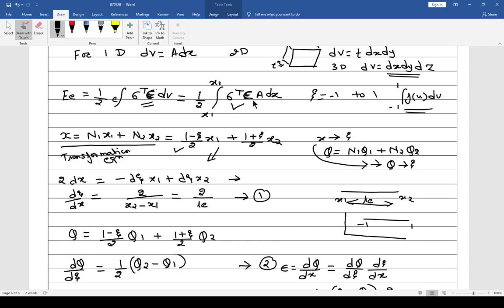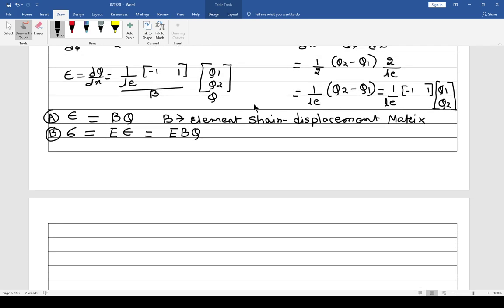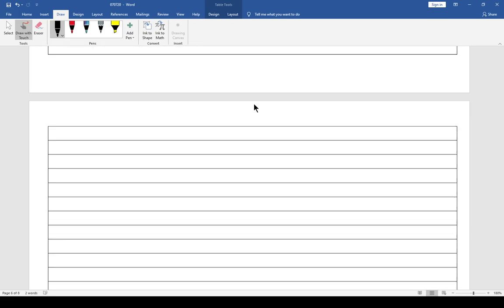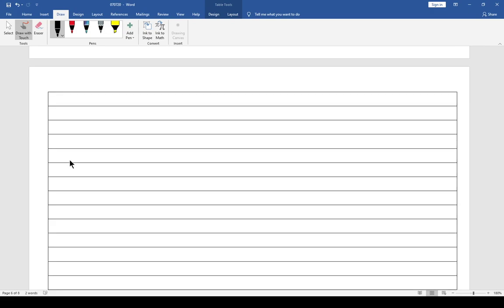So this is the procedure required for all the elements. Okay, so now my energy will change to 1 by 2 integral from x1 to x2. Okay, what I'm going to get is sigma transpose.